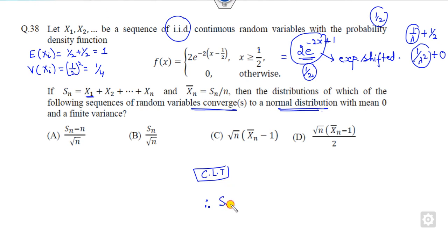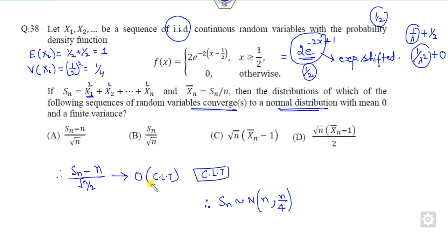So what is the value of the Sn? It follows the normal distribution. This has a mean 1, this has a mean 1, this has a mean 1, so the total is n. Since they are IID, the variance of X1 is 1 by 4, 1 by 4, so it will be n by 4. Therefore we can write this in terms of the central limit theorem, that is, the mean divided by root n by 2. It goes to 0 by using the central limit theorem. So which option is the correct one? This option is the correct one. Although root 2 is not there, it is a constant value which can be taken on this side. So Sn minus n upon this also goes to 0. So that's the correct option.